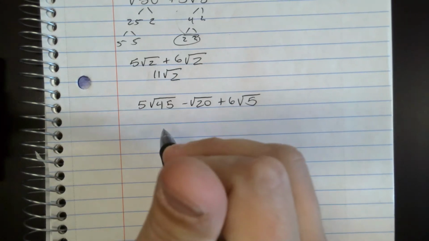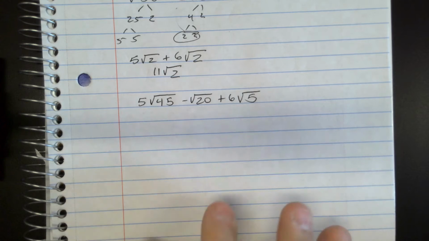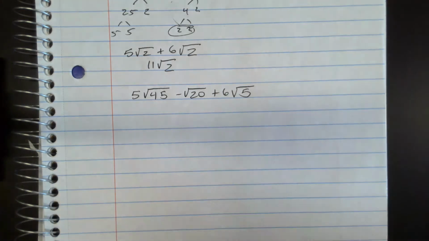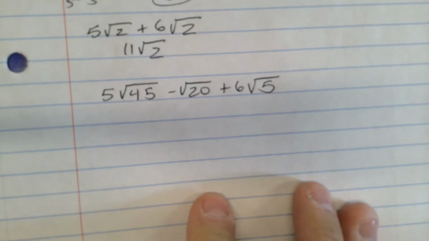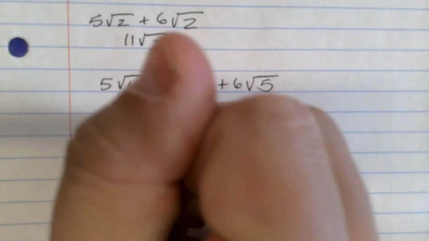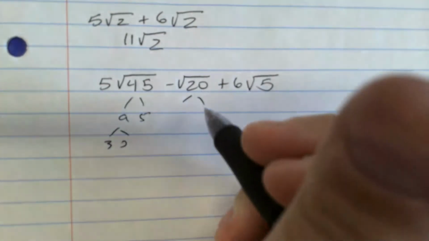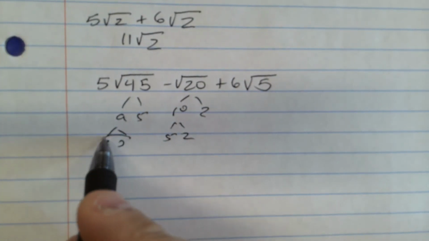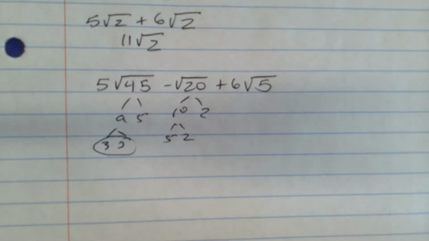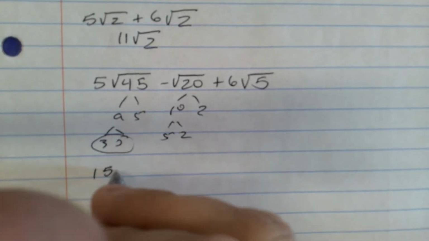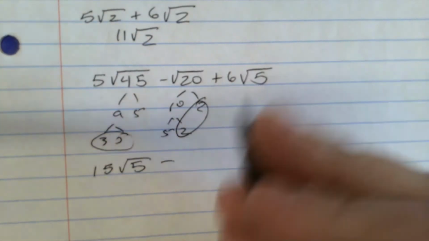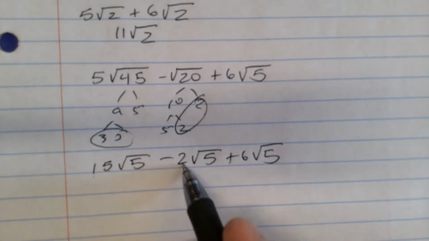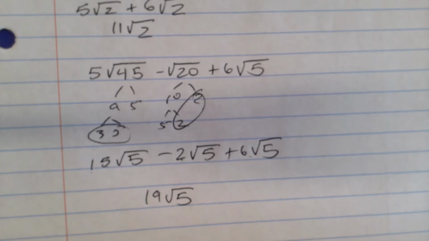So if we do this, Ava, help me. Well, how do we factor 45? And then 3 and 3. Okay. What about 20? 2 and 10. Okay. 2, 5. Okay, so we have a pair of 3's. What do we do with those 3's? So we have 15 square root of 5 minus pair of twos, 2 square root of 5 plus 6 square root of 5, right? So we get 15 minus 2 plus 6, or 19 square root of 5. Who got that one right?